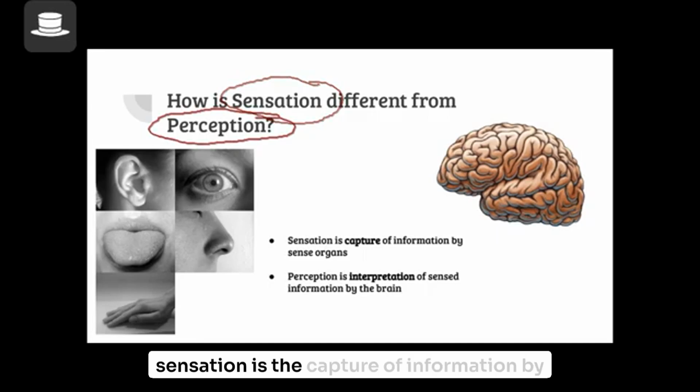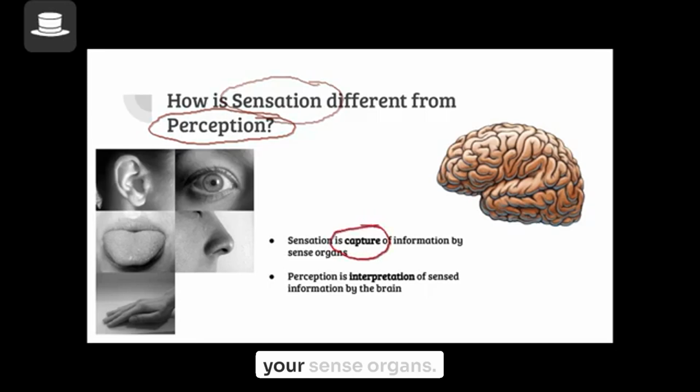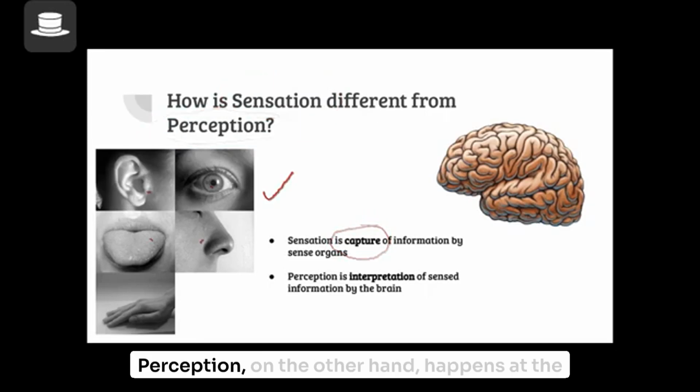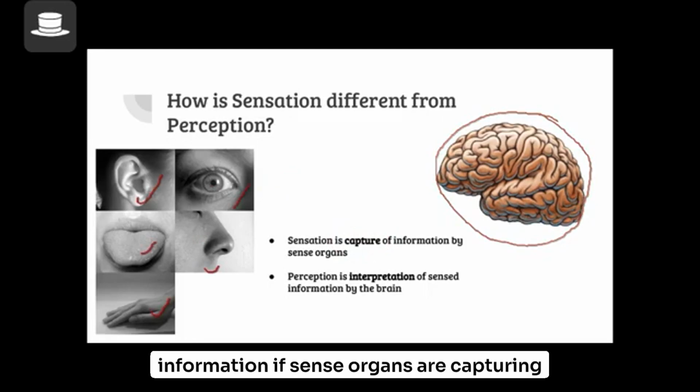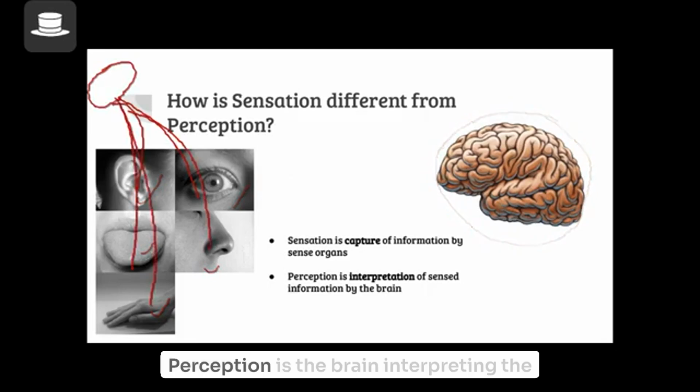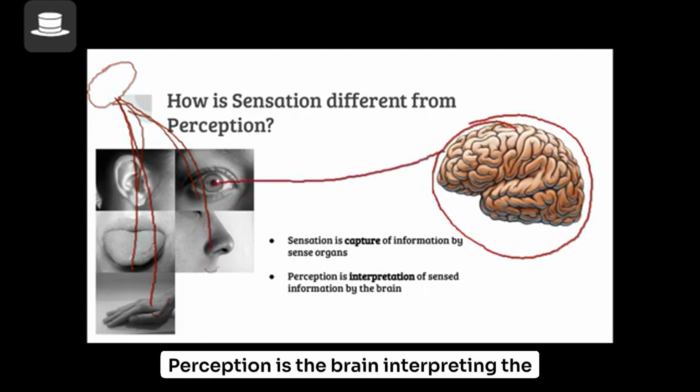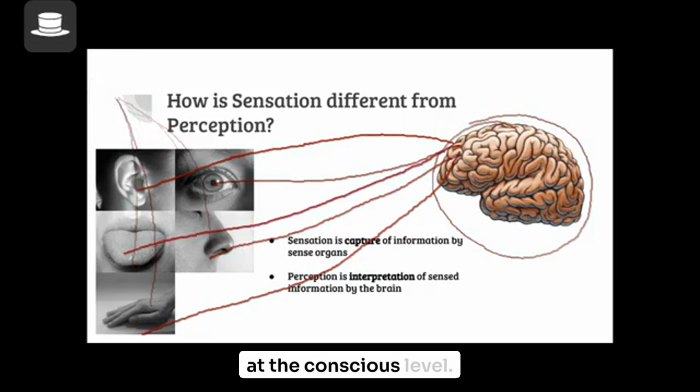Sensation is the capture of information by your sense organs. Perception, on the other hand, happens at the level of the brain. It is interpretation of the captured information. If sense organs are capturing external information, perception is the brain interpreting the information at the conscious level.